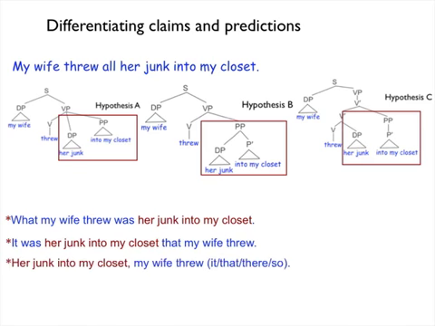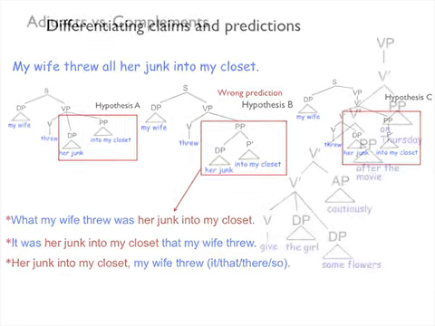Her junk into my closet, my wife threw. We can't topicalize it, right? Or left dislocate it or anything like that. So we get the wrong prediction from hypothesis B about a range of different structures. We got the wrong prediction from hypothesis C about others. And so we then would prefer hypothesis A.